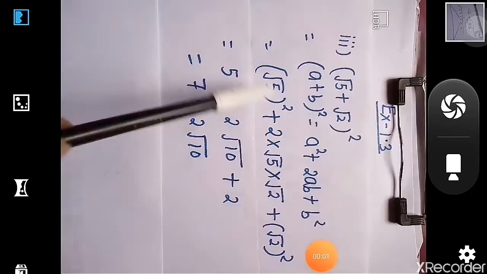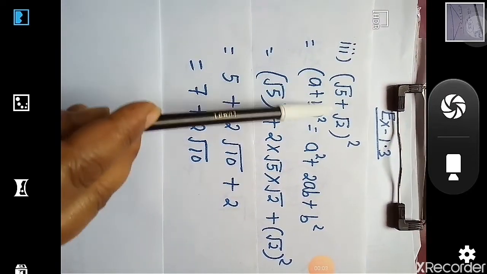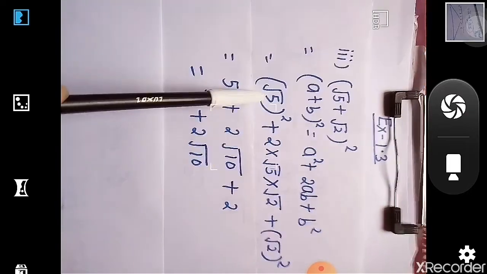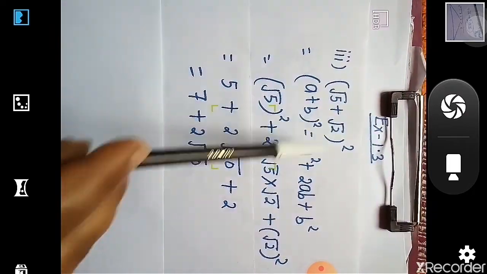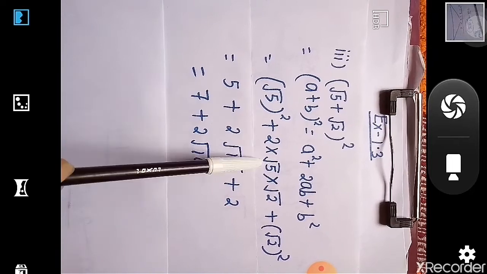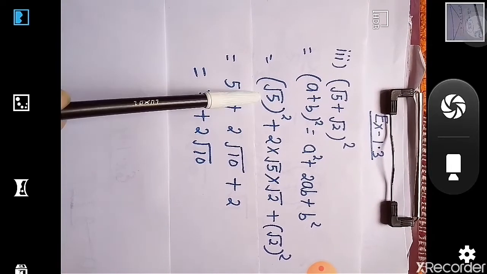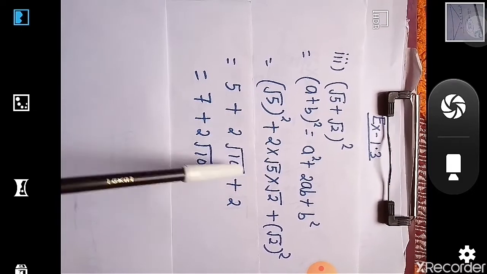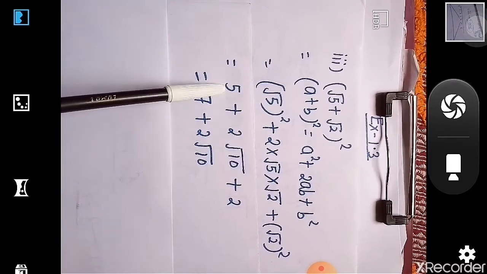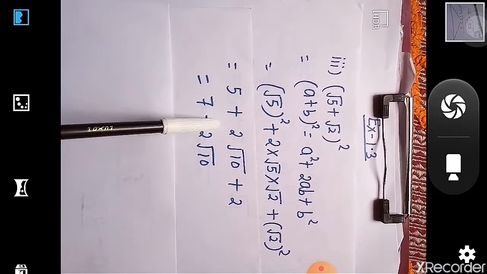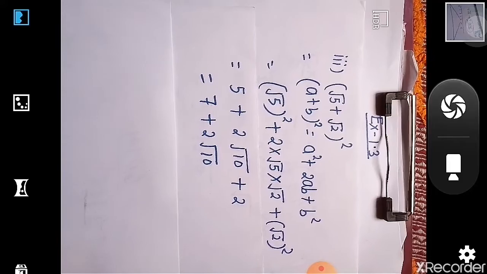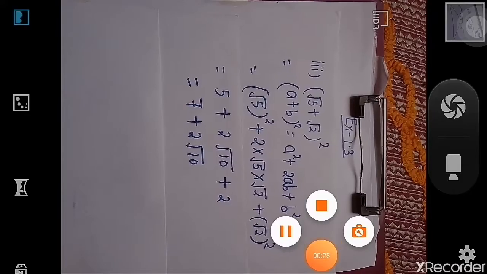Now in the next question, as I told you earlier also, we will apply the (a plus b) whole square formula, with root 5 as a and root 2 as b. It is a square plus 2ab plus b square. As you know, root 5 square is 5 and root 2 square is 2, and the middle term is 2 root 10. Now we will add these two because they are like terms. So 5 plus 2 equals 7, giving 7 plus 2 root 10. This is the final answer of this question.